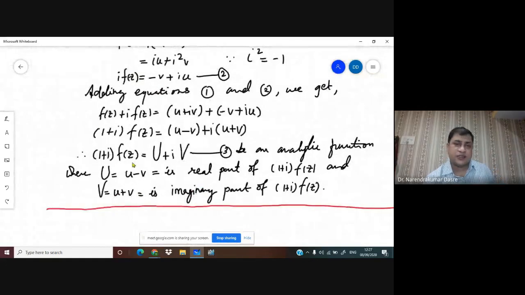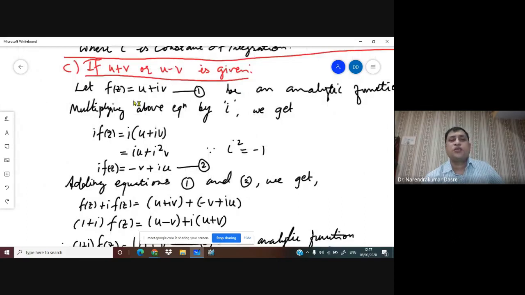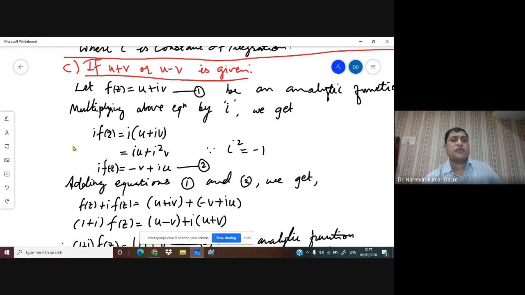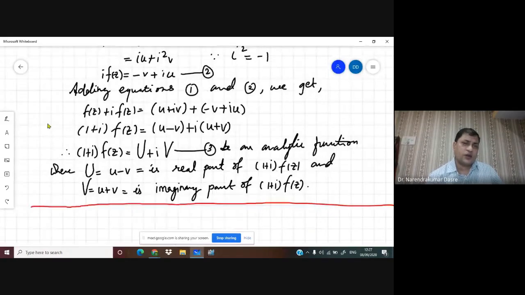And after following this capital U and capital V, finally by the Milne-Thomson method, we'll get the function (1 plus i) times f(z). Then this 1 plus i is a constant, and we can take it to the other hand side. Once we do that, we are able to get the function f(z), which is our target, which is our equation 1. So our target is always to find the analytic function f(z) is equal to u plus iv. Okay, so this is what we have.